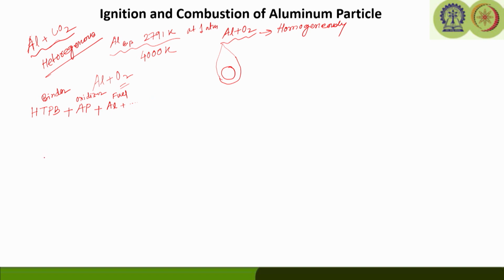If you look at the propellant surface, typically the propellant will consist of ammonium perchlorate, and there will be some aluminum particles present in it. I am just drawing these as micron size aluminum particles. So, aluminum particles are dispersed within the propellant matrix.